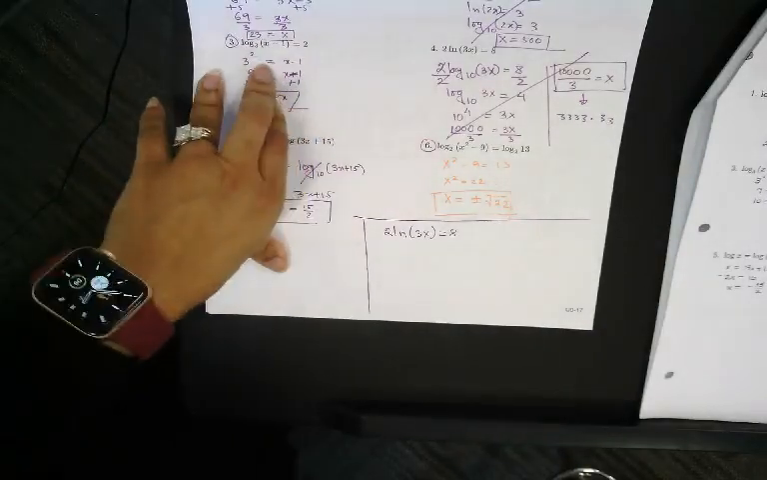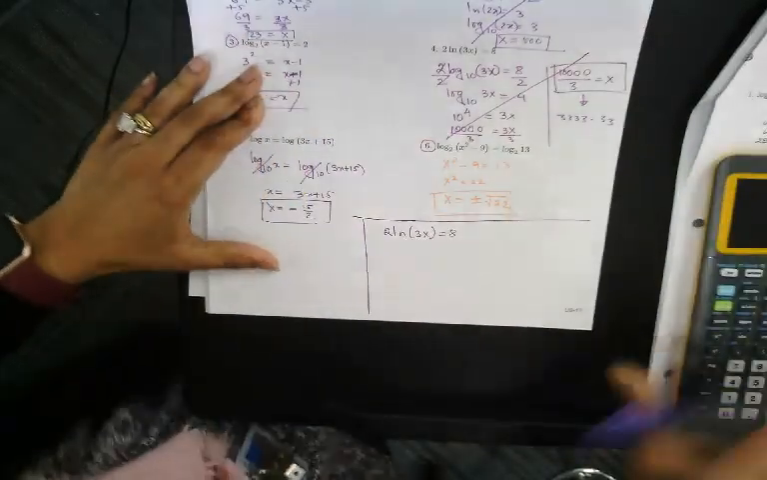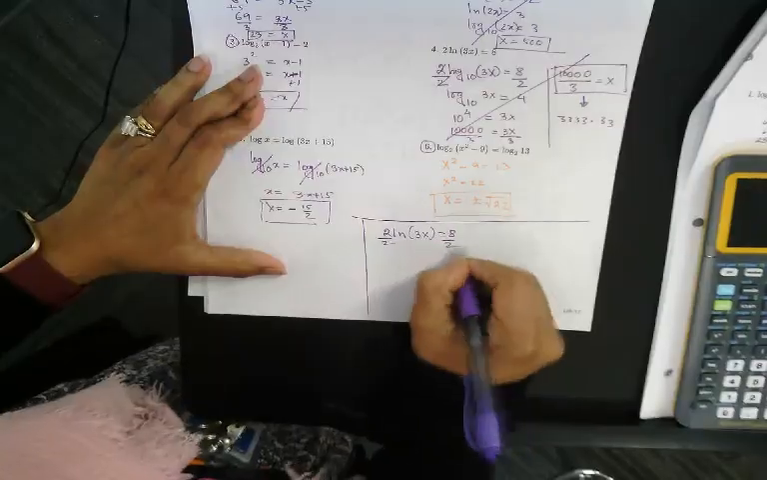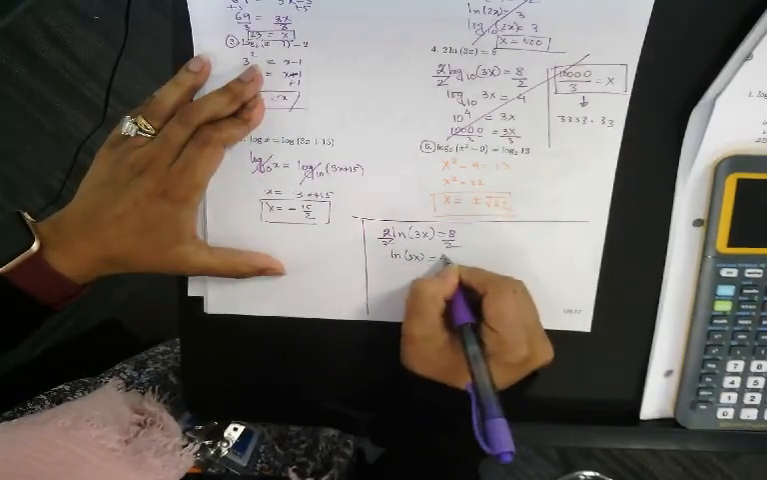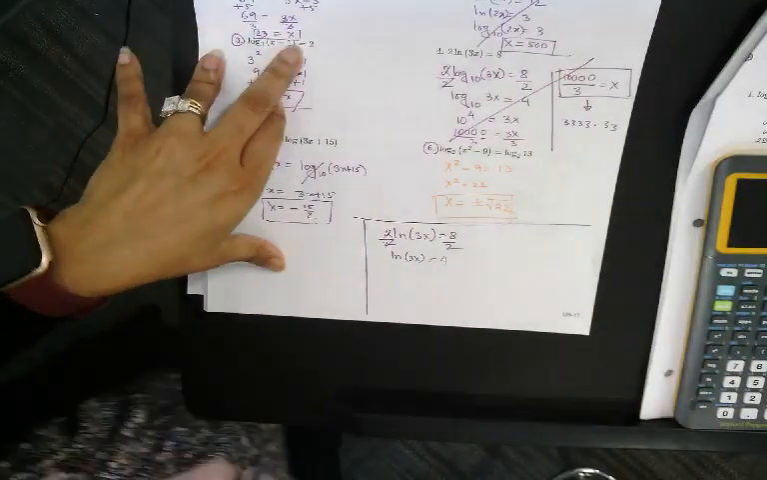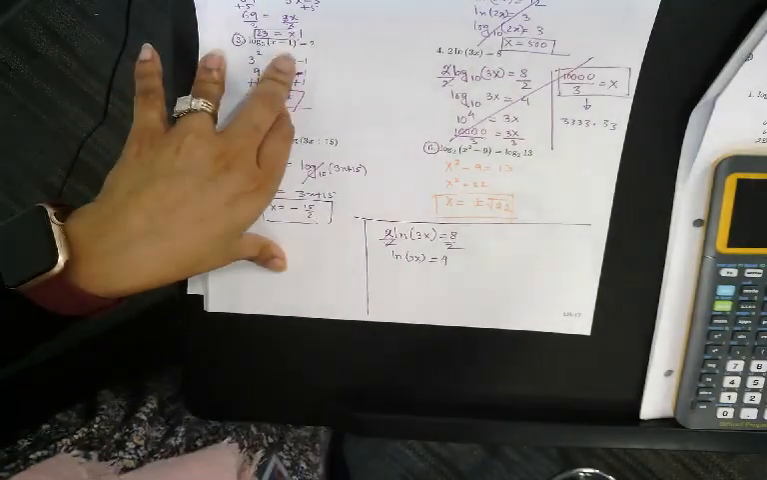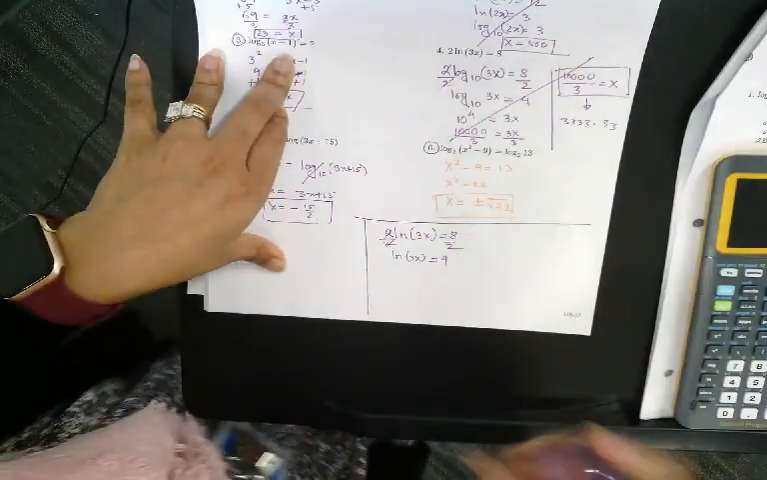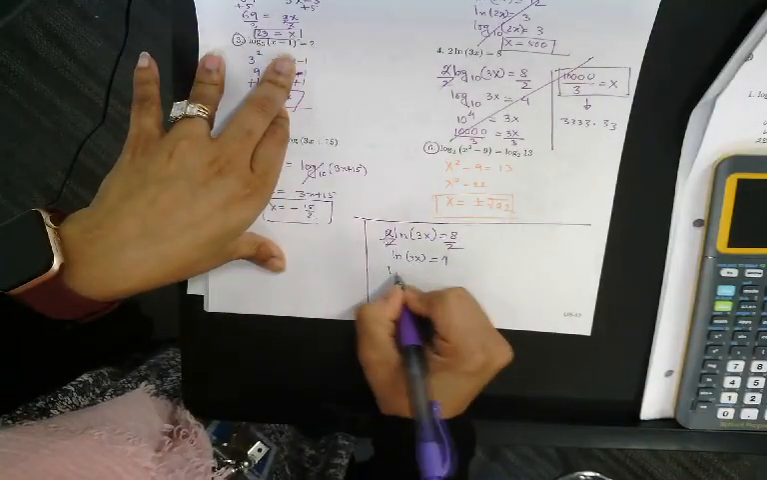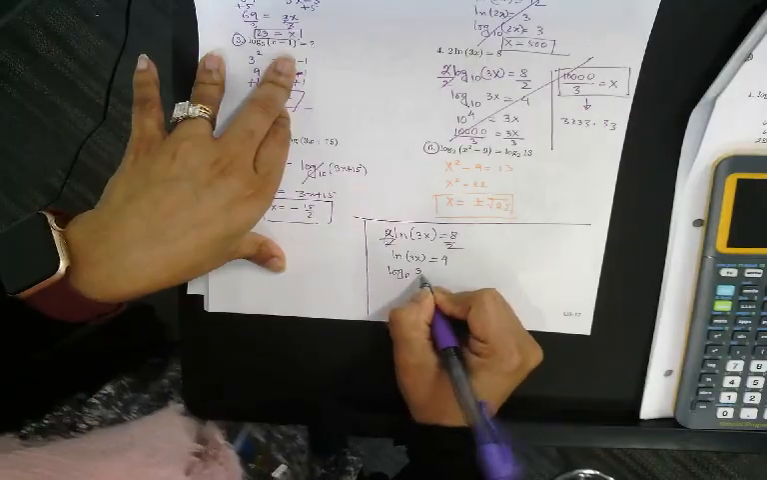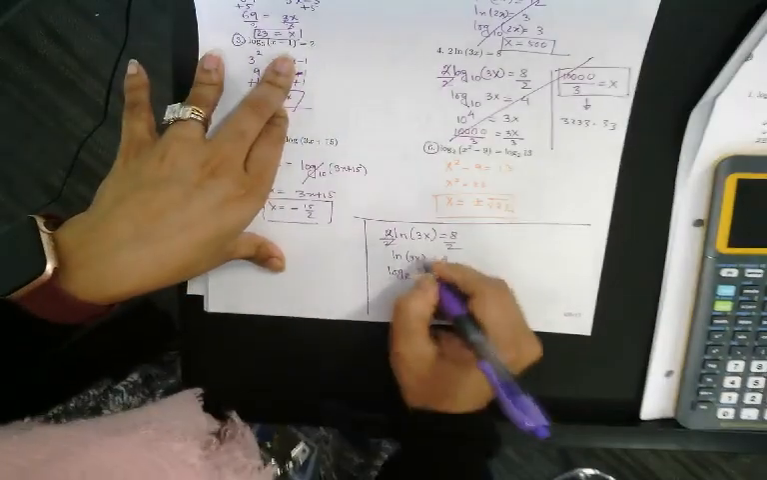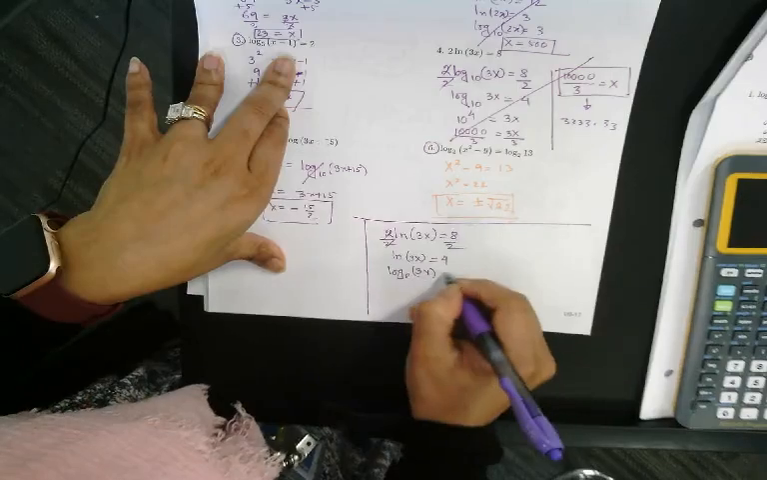What is my first step? What should I do? Divide by 2. Let's divide both sides by 2. So it's going to be ln 3x is equal to 4. We good? In place of ln, we're going to take log e. Three x is equal to 4.